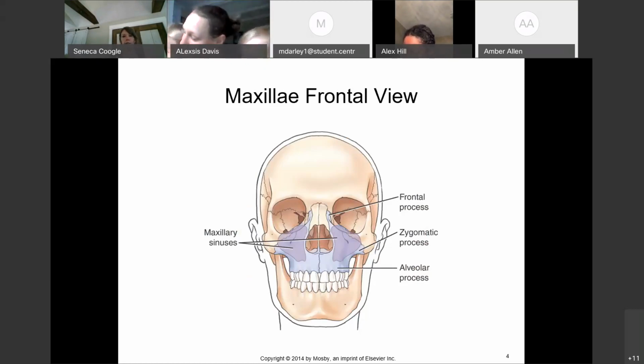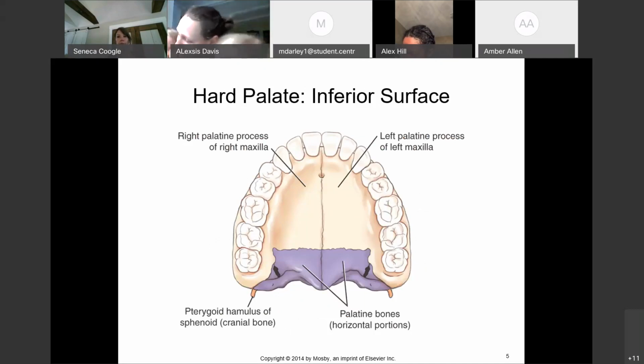Here's your palatine, hard palate, the inferior surface. This is the fourth one. Of course, you can only see this one through the interior or inferior view. It is called the hard or the bony palate. The two palatine processes form the anterior portion of the roof of the mouth.